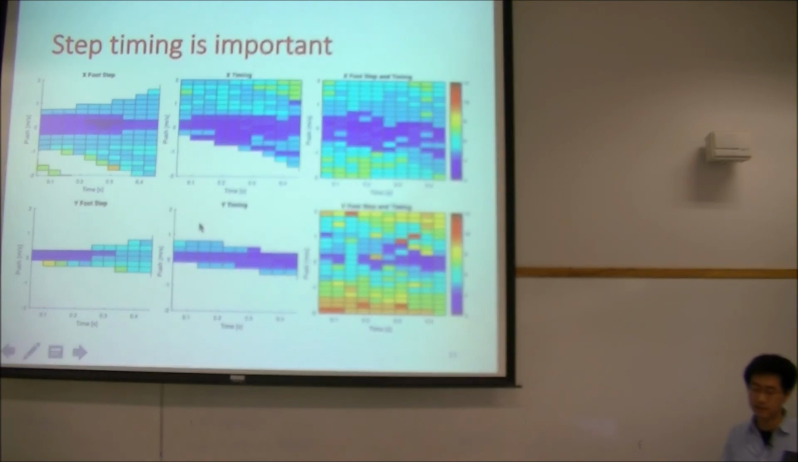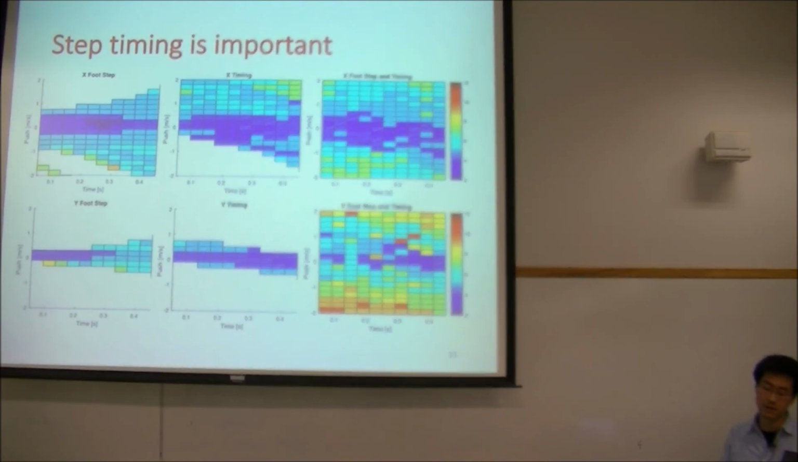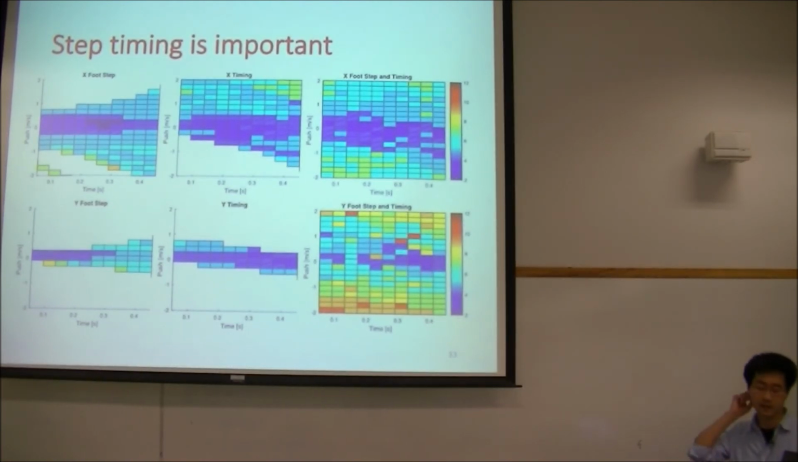So the take-home message is that timing is important, and it's actually not too bad in terms of nonlinear optimization, because the dimension of the problem is still very low, so I don't think it's much of a problem to run it online.